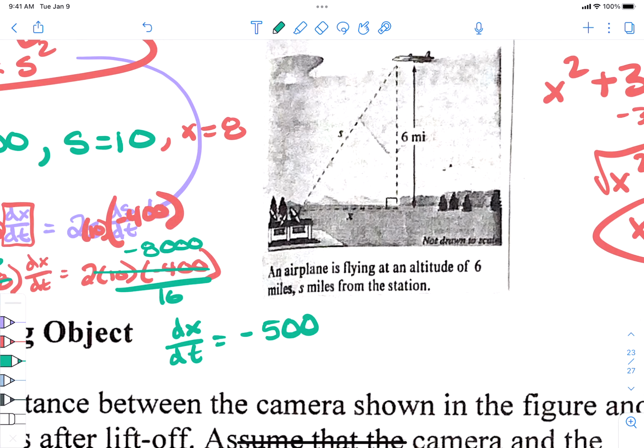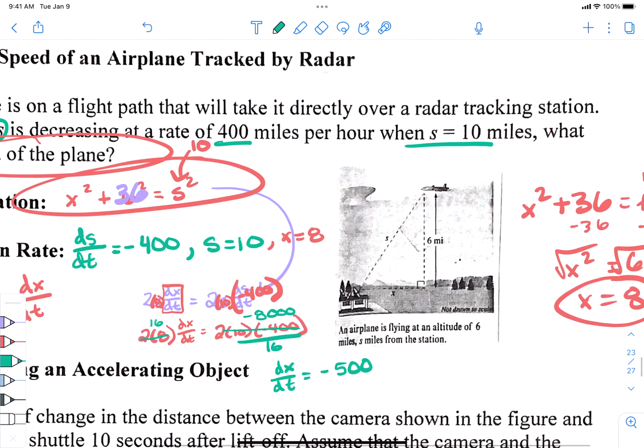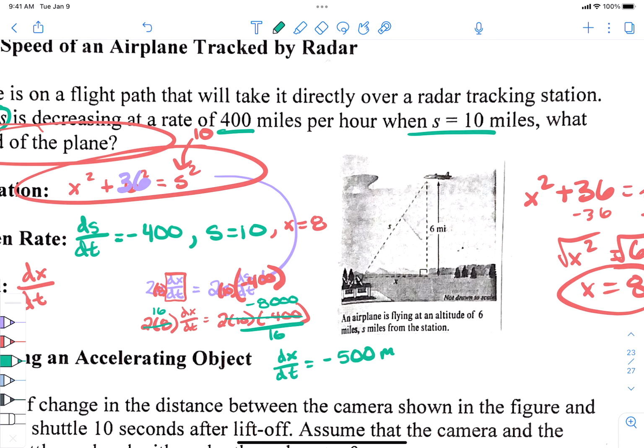And what are the units? Velocity is miles per hour. Why is it negative? That's the speed of our plane: negative 500 miles per hour. It's coming toward us, so it's not going away. It's not increasing in distance. It's decreasing in distance because it's coming toward us. Does that make sense? That's why it's negative.